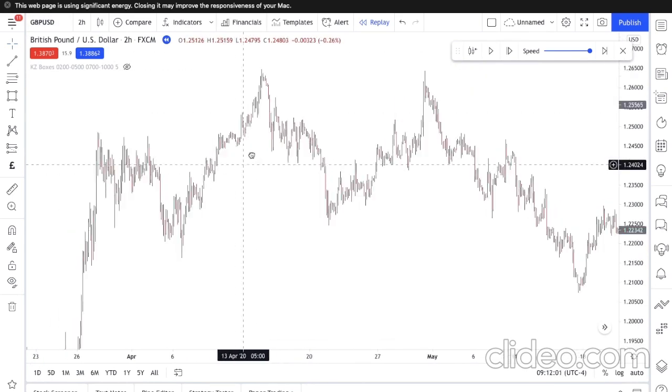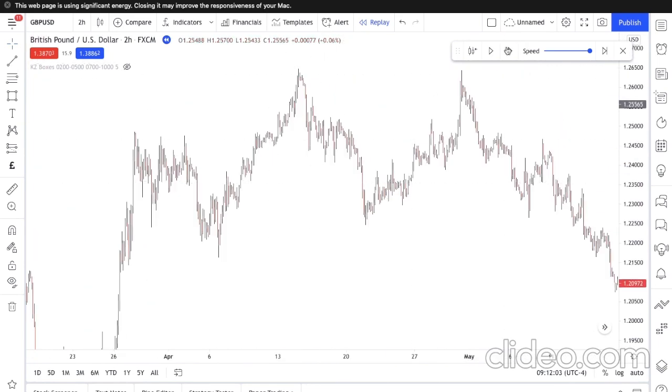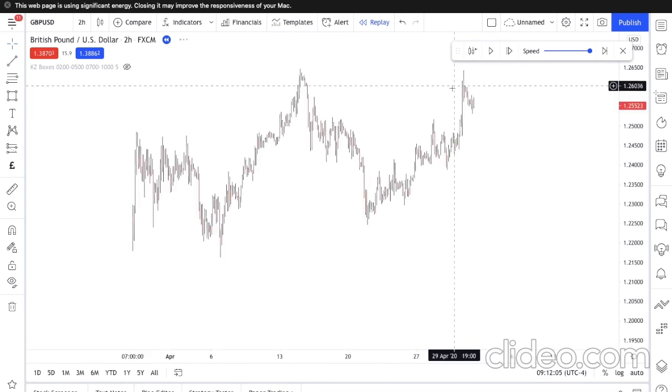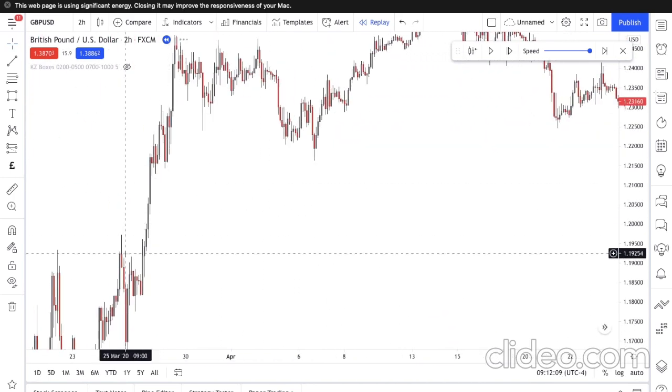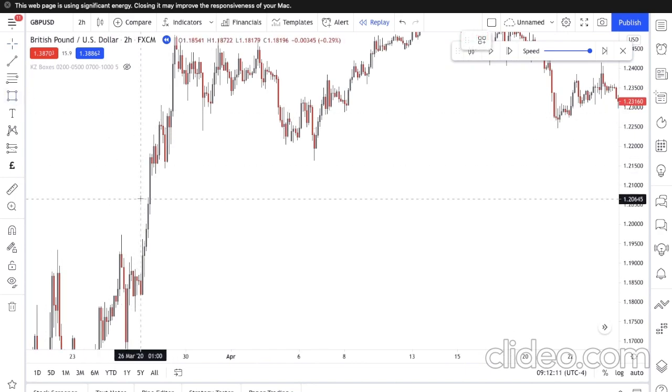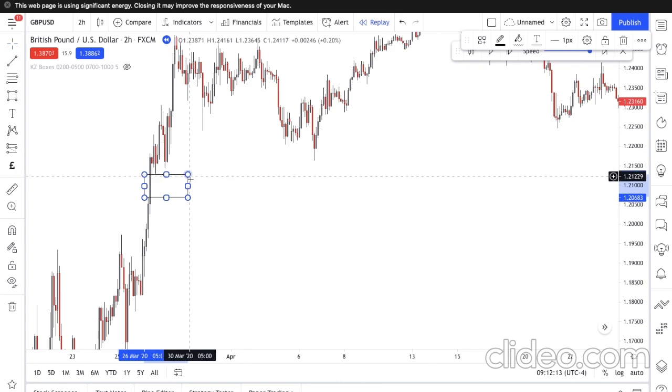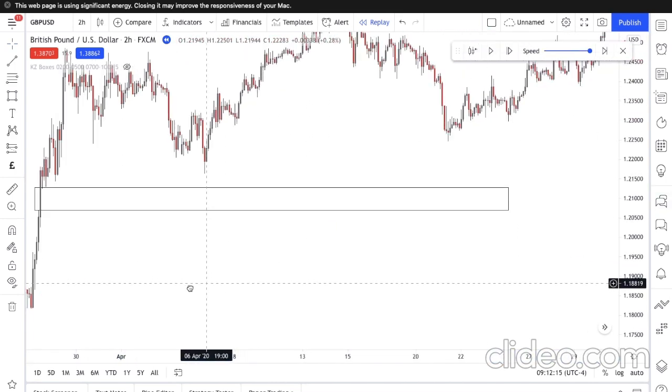Now, GU. Let's look at the bigger picture, right? Let's repick price here. What can we identify already right over here? All of this imbalance, right? So there is imbalance down here that still needs to be filled, right?